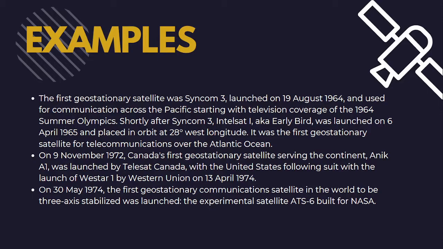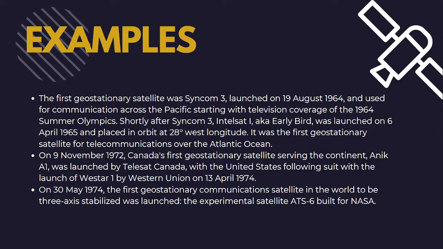Shortly after Syncom 3, Intelsat 1, aka Early Bird, was launched on 6th April 1965 and placed in orbit at 28° west longitude. It was the first geostationary satellite for telecommunications over the Atlantic Ocean. Second, on 9th November 1972, Canada's first geostationary satellite serving the continent, Anik A1, was launched by Telesat Canada, with the United States following suit with the launch of Westar 1 by Western Union on 13th April 1974.